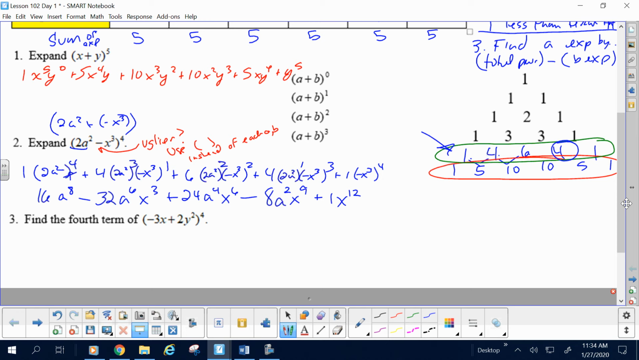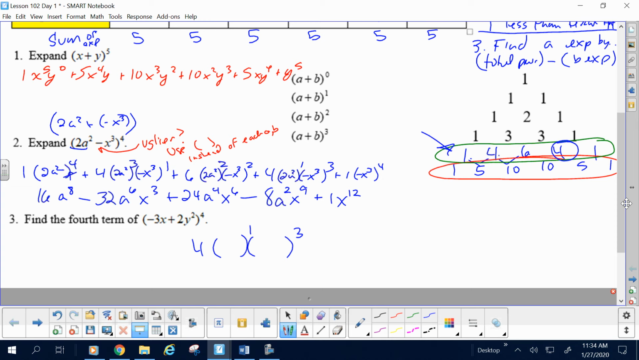Okay. Now, here's where we use those notes up there. Remember, b, the second exponent, starts at nothing and counts up. So when you get to the 4th term, it would be b to the 3rd. Remember, the powers have to add to 4, and therefore a's exponent must be 1.